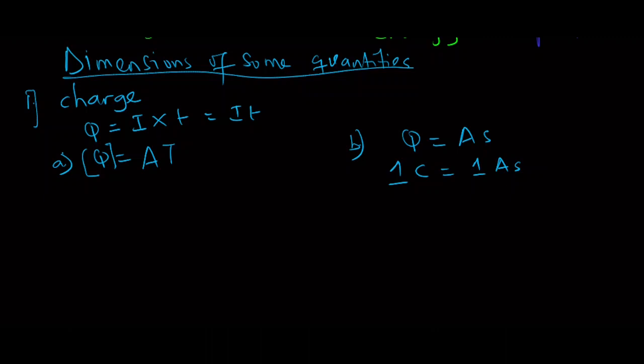Now the second one is linear momentum. Linear momentum is a vector quantity, and it has the symbol of small letter p. That's mass times velocity.